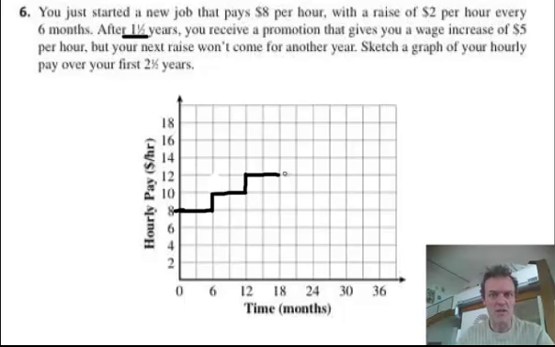Right, from 12, doesn't that take you up to 17, which is halfway between 16 and 18? So after 1.5 years, you've got a $5 an hour increase, but your next raise won't come for another year. So I'm going to go flat on here. So 18 months, so what's a year? Another 12 months. That'll take me to 30 months. Is that right? Okay, let's make sure we're okay on this one. After 1 year, which is 12 months, so from 18 months to 30 months, no wage change.